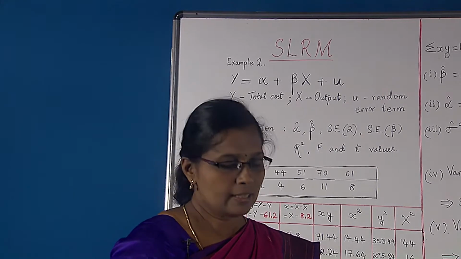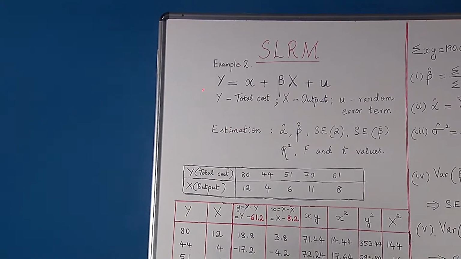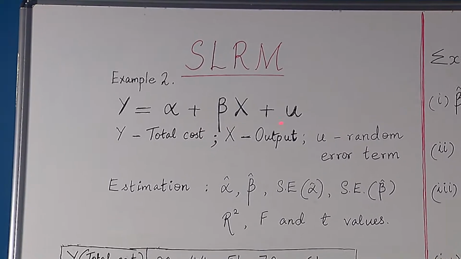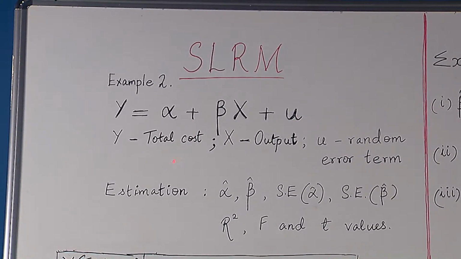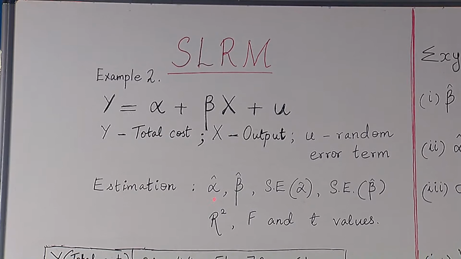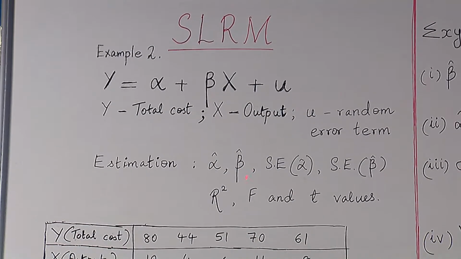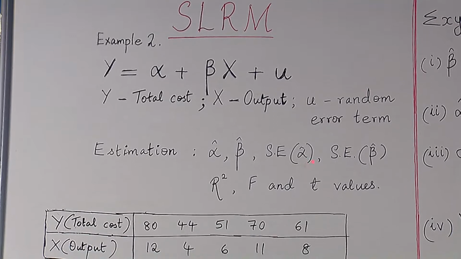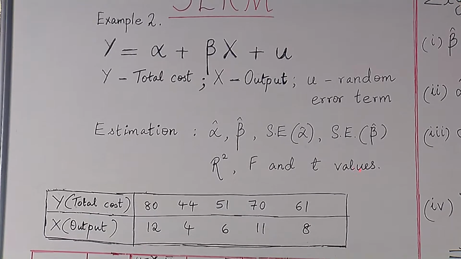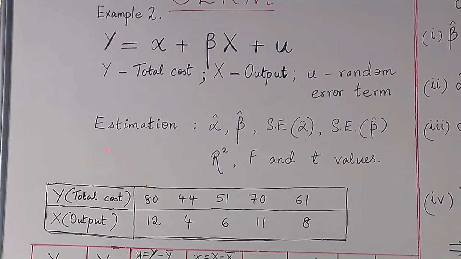Let us consider a simple linear cost function or cost model. Here it is y is equal to alpha plus beta x plus u, where y is the total cost and x denotes output. u is the random error term. The estimation involves the calculation of alpha hat, beta hat coefficients, followed by standard error of alpha hat, standard error of beta hat, r square, f and t values. For estimating all these values, we have to go through certain stages.